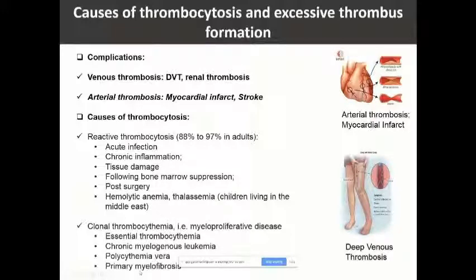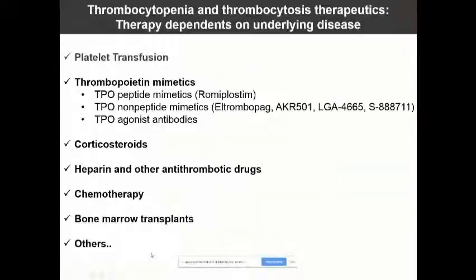And some of them are clonal thrombocythemia, so essentially, again, the bone marrow itself produces too many platelets, and there are various diseases which are associated with this. And again, these are all complex processes. I will not go into this, just a list of them.